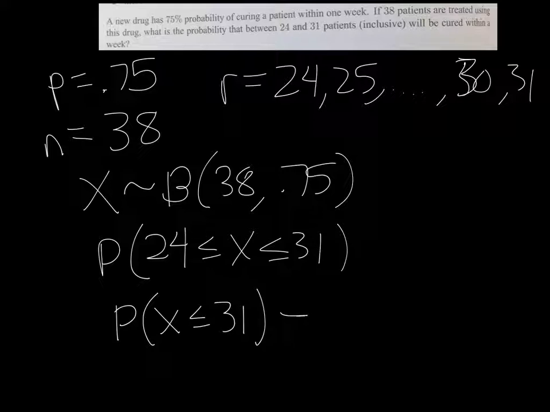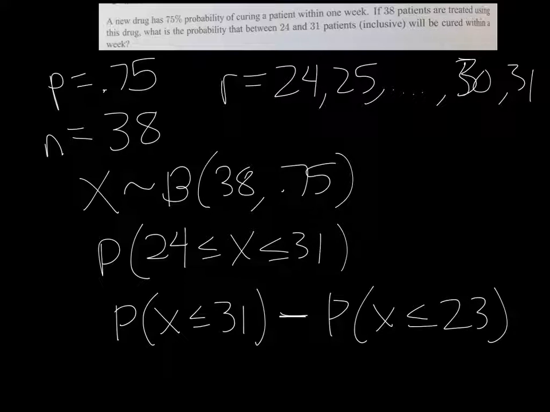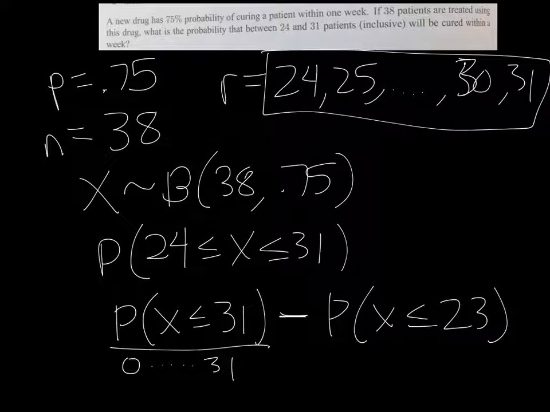So what we want to do is get rid of the probability that X is less than or equal to 23. So 31, this first part, that gets us from 0 all the way to 31. If you look back up here, we only wanted from 24 to 31. So we're going to get rid of from 0 all the way to 23. And what that leaves us with is what we want, 24, 25, 26, 27, 28, 29, 30, and 31.